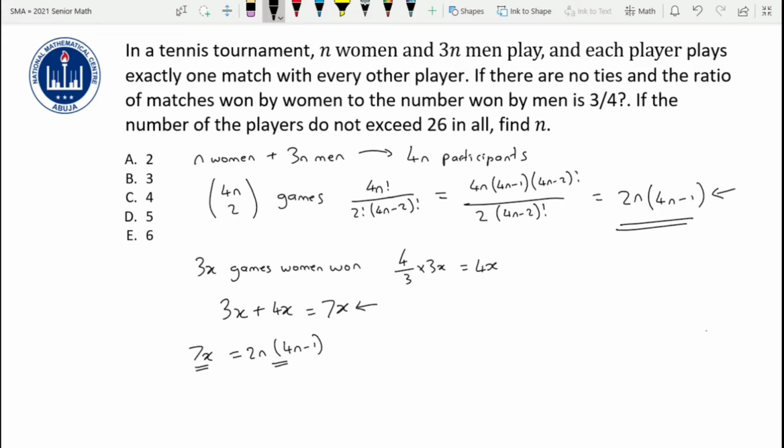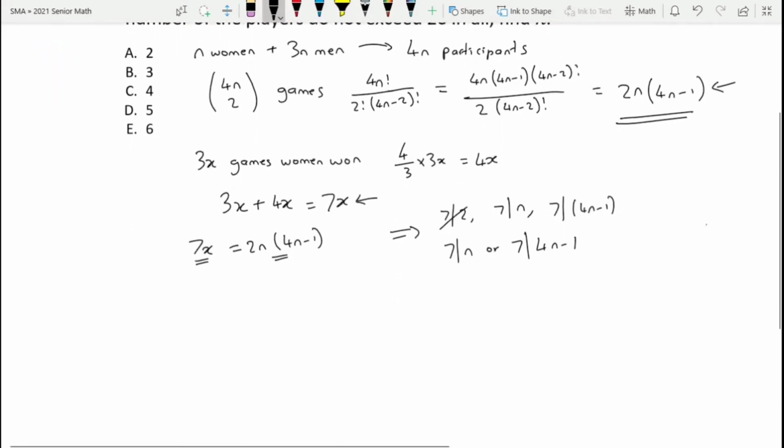So since 7 is a prime number, that implies that 7 has to divide 2, or 7 has to divide n, or 7 has to divide 4n minus 1. But this first case is actually not possible since 7 doesn't divide 2. This means that 7 has to divide n, or 7 has to divide 4n minus 1. So these are the two possibilities that we have.